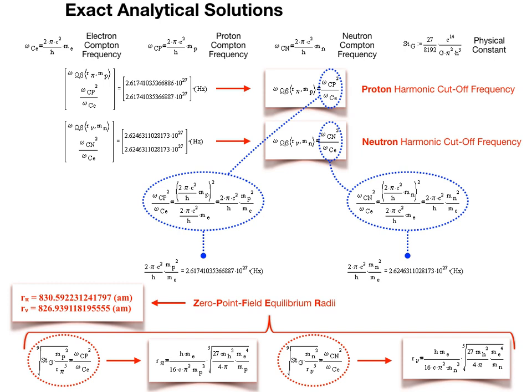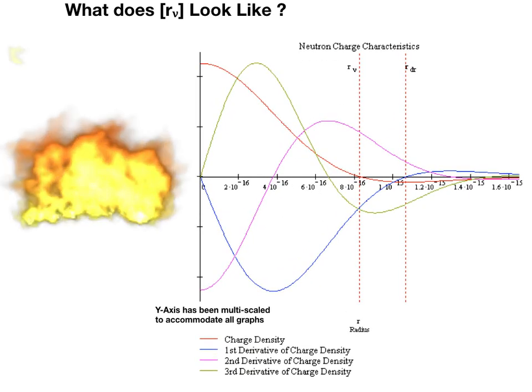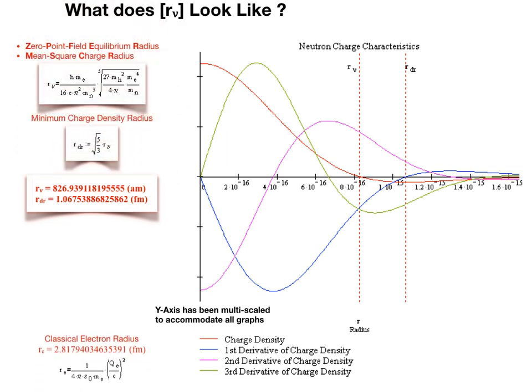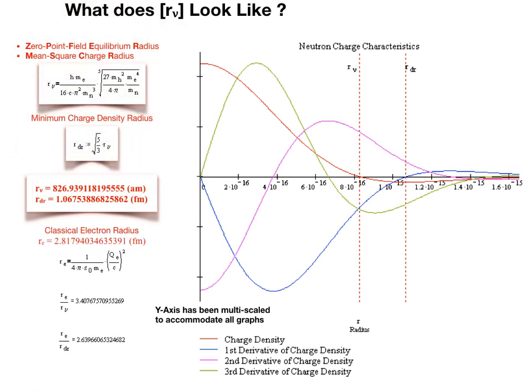In the next slide, we'll develop a graphical representation of the zero-point field equilibrium radius of the neutron, which is also, as we have shown, the mean squared charge radius. So, let's get going. In this slide, we see 4 computer-generated graphical outputs. That is, the charge density and its first 3 derivatives. By necessity, the y-axis has been multi-scaled to accommodate all graphs. We have also included the classical electron radius to emphasize relative x scales.